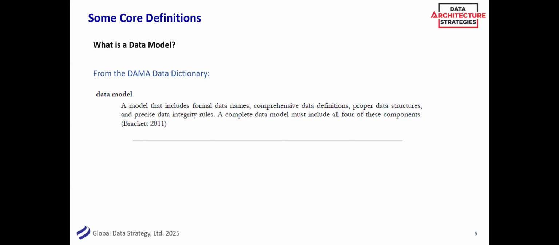Proper data structures, right? Especially when we are talking at the physical data model side. How do we create, in many cases, a physical table to store this information? Not always a table, but often. And then the precise data integrity rules. I like that clarification too, because the reason we do data models is to create quality, well understood, well structured data.